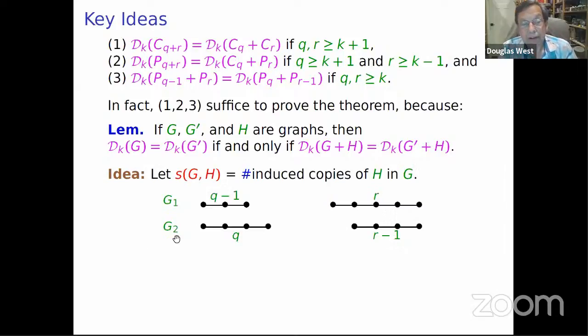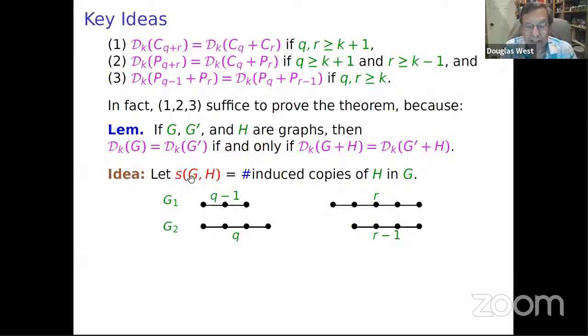Okay. Now, in fact, what we're going to do is prove statement three. And statement three enables us to prove two, and two enables us to prove one. So I'll give you the details, proving statement three. So we have two graphs. Here we have a path of Q minus one and a path of R in G1. In the second line, G2 is a path of Q and a path of R minus one. And we'd like to show that these have the same K deck.